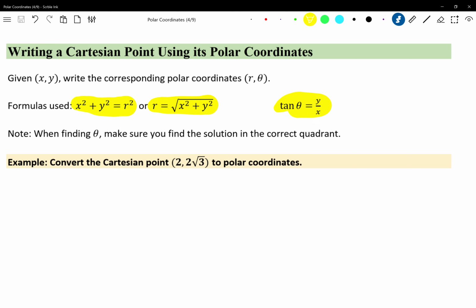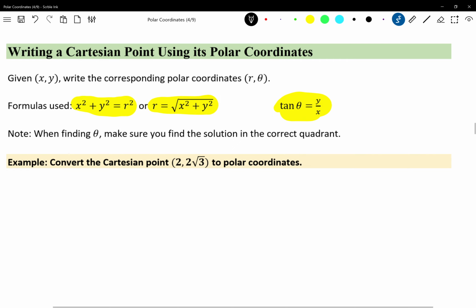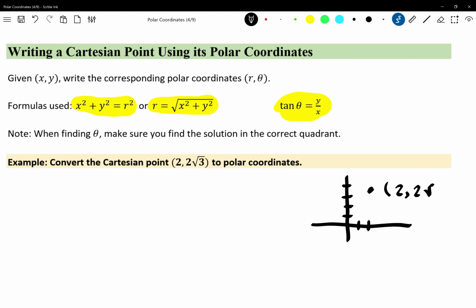And remember this other one, tangent theta equals y over x. It is a little bit of an obscure formula, but it really is useful. So let's take a look. So we have the rectangular point 2 comma 2 root 3, and I always plot these points because I want to get a sense for what I'm looking at here. And this is where 2 comma 2 root 3 lives, okay?